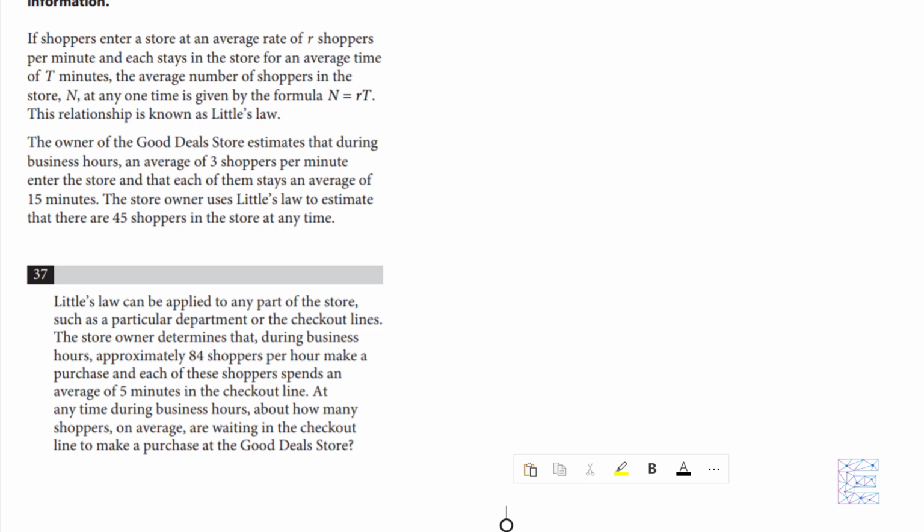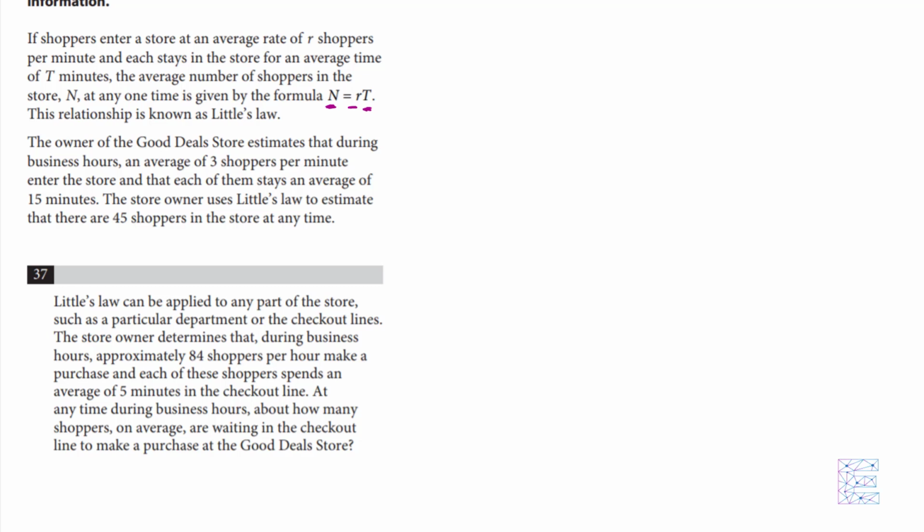If shoppers can enter a store at an average rate of R shoppers per minute and each stays in the store for an average time of T minutes, the average number of shoppers in the store, N, at any one time is given by the formula N equals RT. So point of note here, N is the number of shoppers at the store at any given moment. R is the average rate, the shoppers per minute, and T is the time. So this relationship is known as Little's Law.